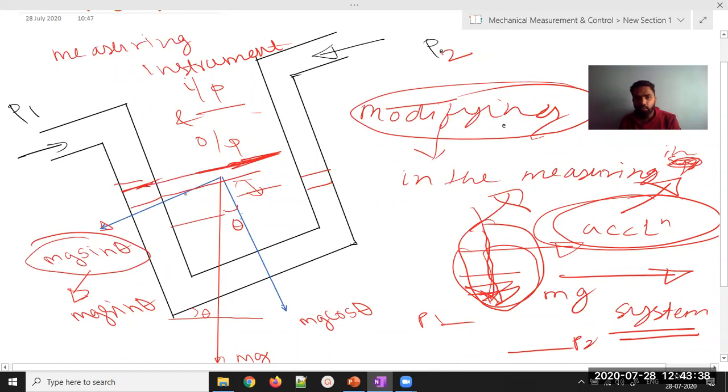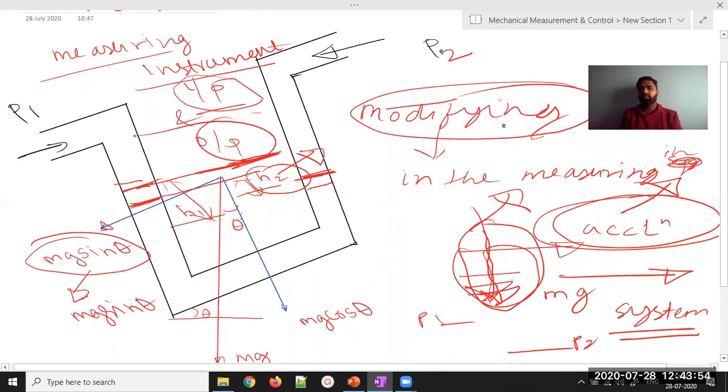Suppose earlier the value was h1. Now the value I'm getting is h2. I hope you're able to see this. Now the value is h2, and this is due to the measuring instrument's internal characteristics changing. Such kinds of instruments are called modifying input.